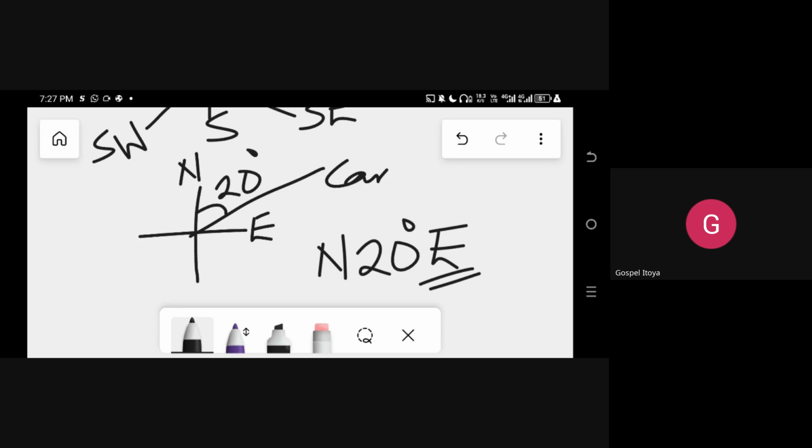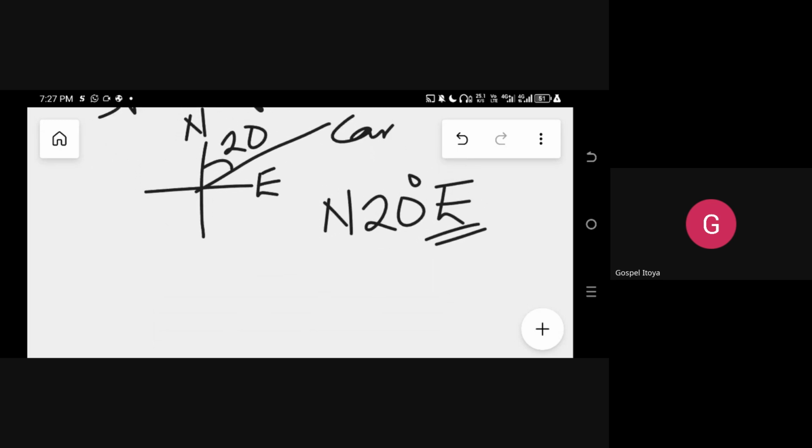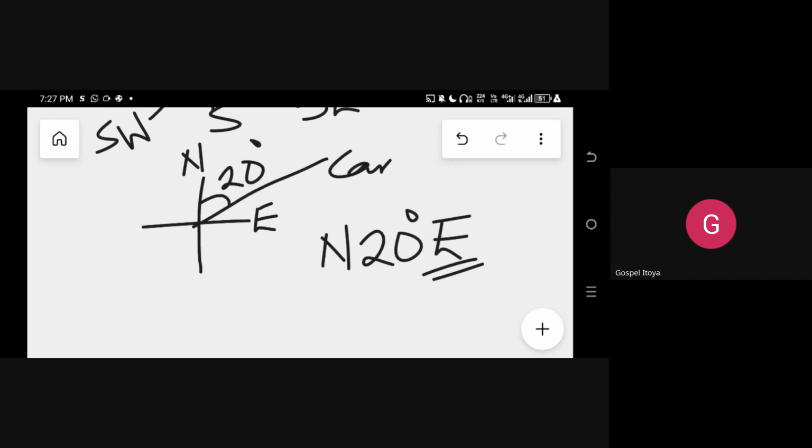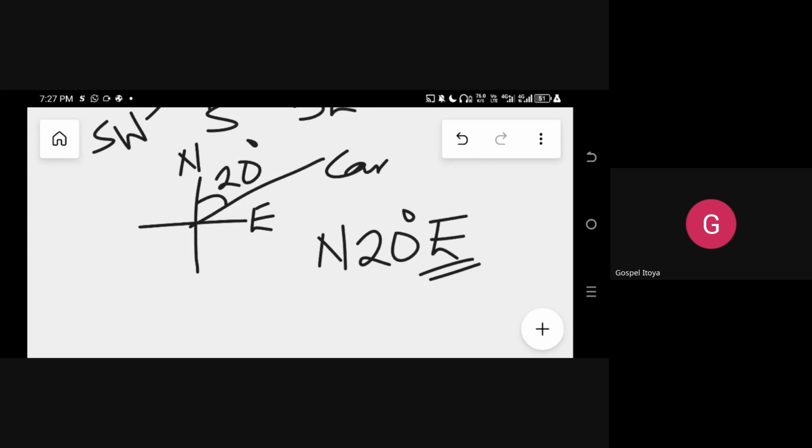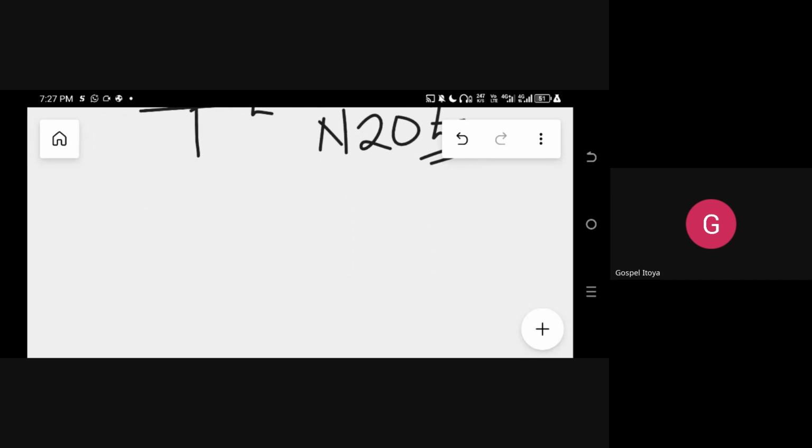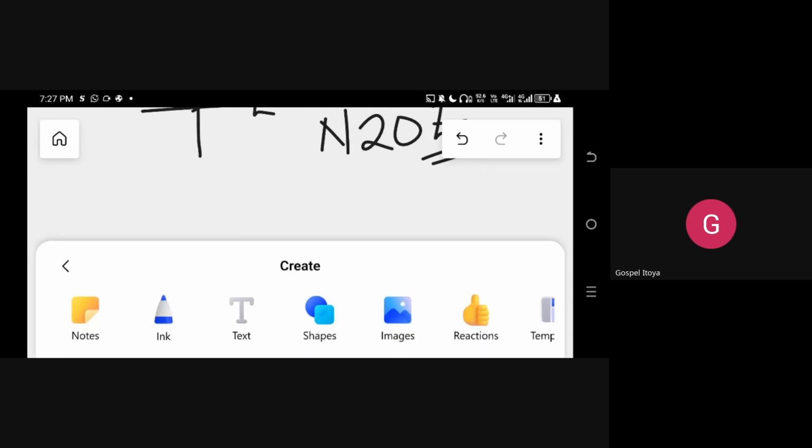So that being said, we can proceed to maybe look at another example. This time I would call someone in the class to identify or to be able to tell us what bearing this would be. So let us say we have another example here.